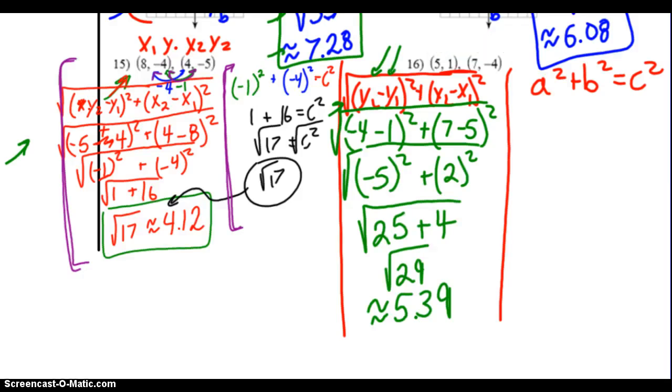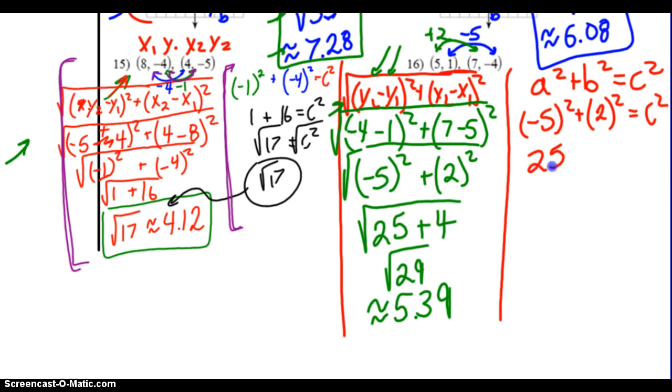Alright, what's the difference in the y's? Well, from 1 to negative 4, I'm going down by 5. What's the difference in the x's? Well, from 5 to 7, I seem to be going up by 2. Drop in the Pythagorean theorem. Here we go. So that means we'll have negative 5 squared plus 2 squared equals c squared.